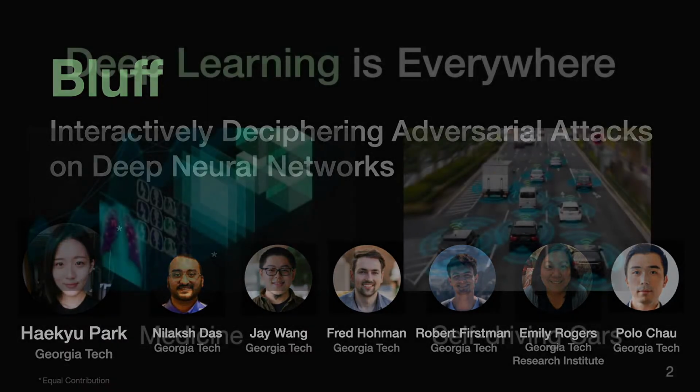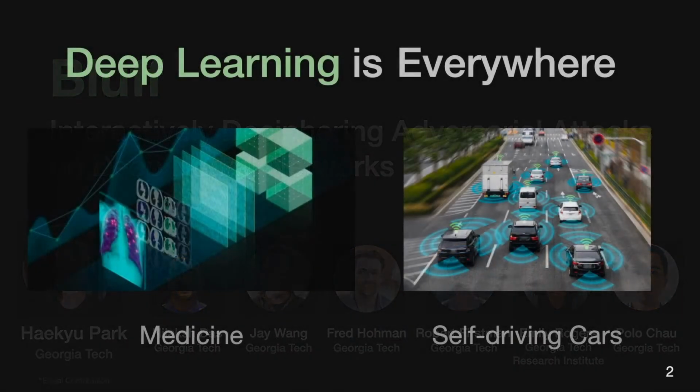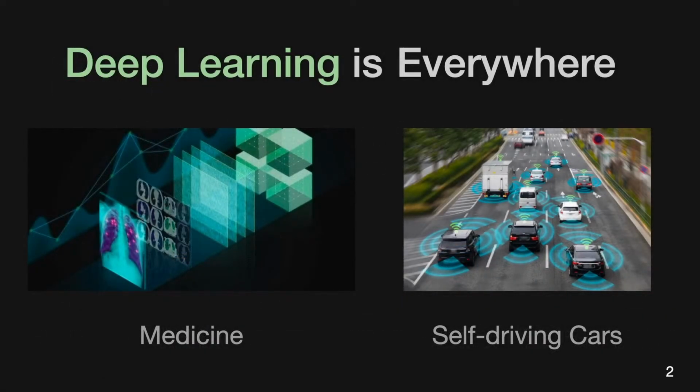Deep learning is now commonly used in many domains. For example, in the medical field, deep learning models can estimate the treatment effects on patients. On the road, we can see self-driving cars using computer vision technologies.